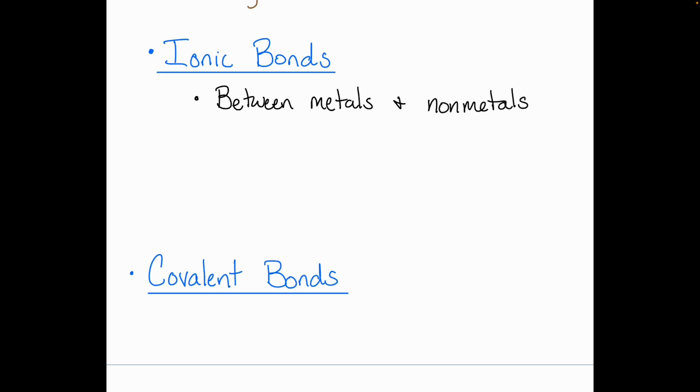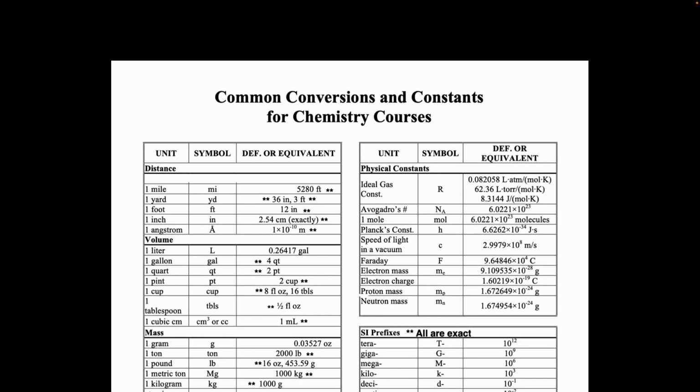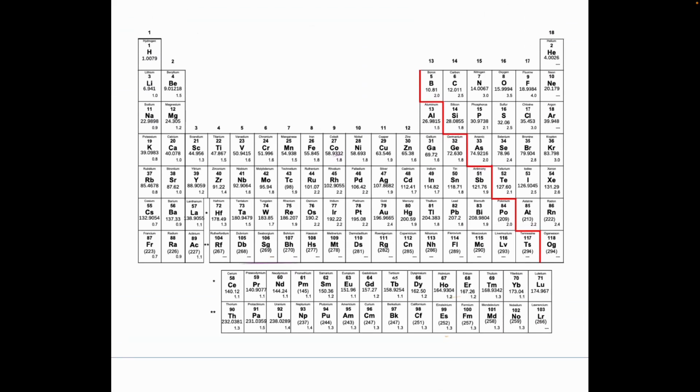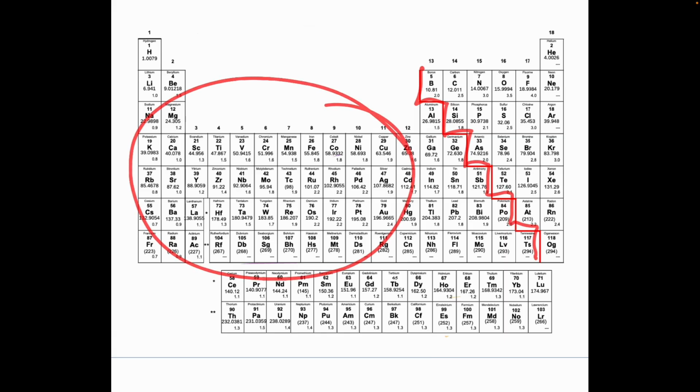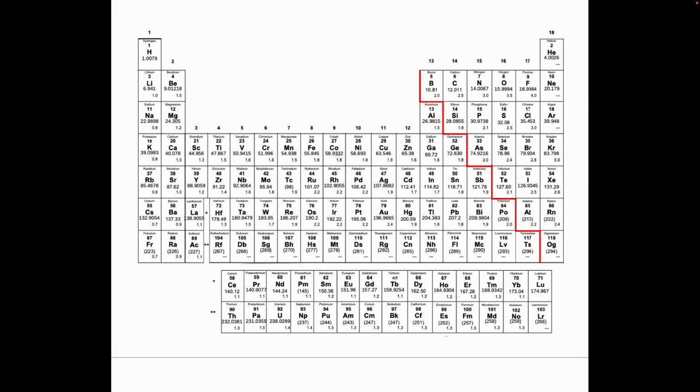Metals and nonmetals. Remember, we looked at our periodic table last class period, and we have this little staircase that runs down our periodic table. This separates the metals on the left side from the nonmetals on the right side. So if we have a compound where one element lives on the left and the other one lives on the right, that would be an ionic compound.